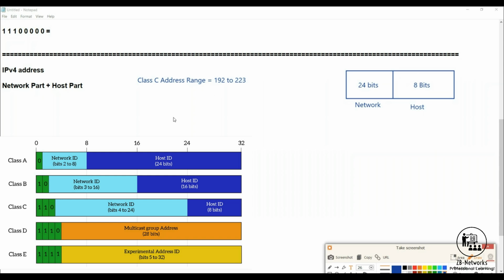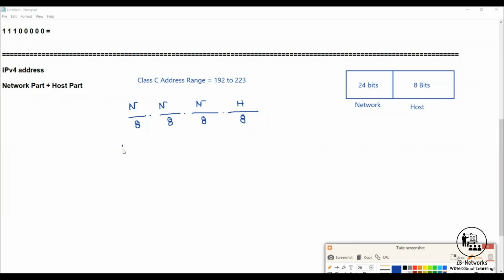So the range starts from 192. If you write down the address blocks in a proper way, you have 4 octets over here, and all are 8 bits, right? The first 3 octets are your network part, and the last octet is your host part. That's the logic. So the starting value of class C is 192.0.0.0. The first 3 octets are your network, the last one is your host.